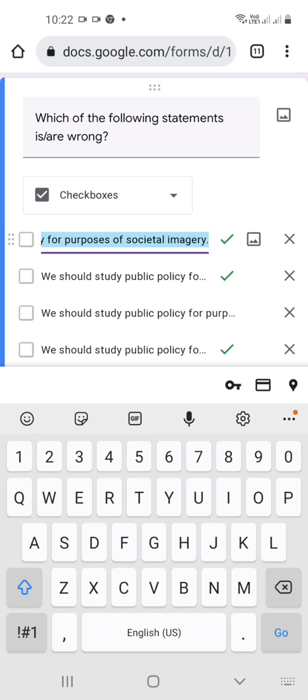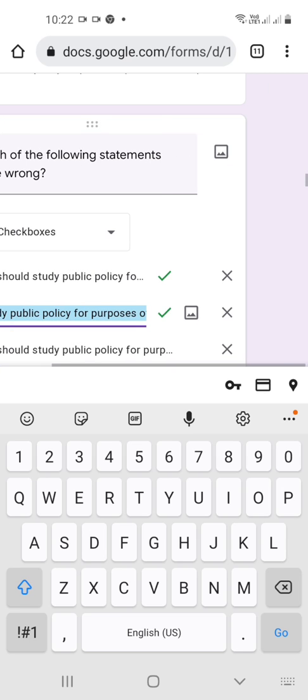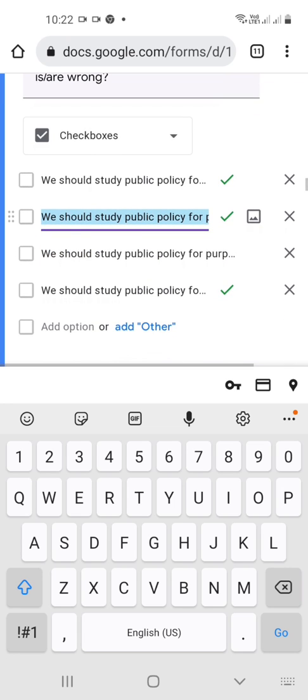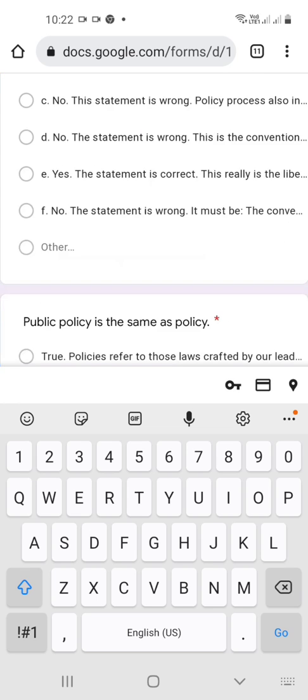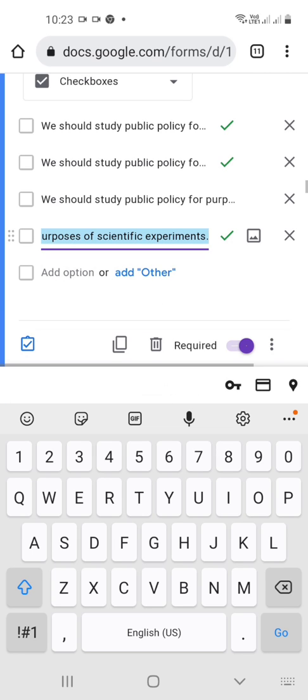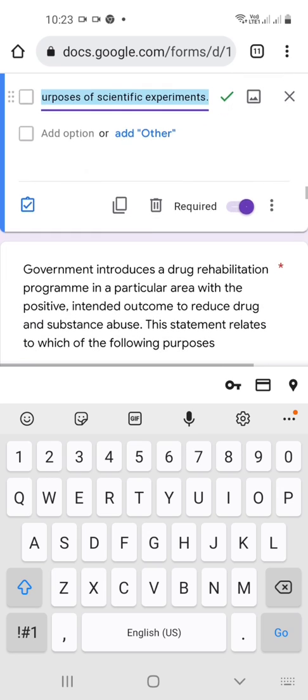Wrong, okay? Which of the following statements is or are wrong? Sayop, mali. So, this is wrong because it should have been what? Scientific inquiry, right? We should study public policy for purposes of societal inquiry. It's not societal inquiry, but scientific inquiry. So we should study public policy too. That's the answer. Okay, another wrong statement as regards the purpose of public policy. So scientific experiments. It's not scientific experiments, but scientific inquiry.